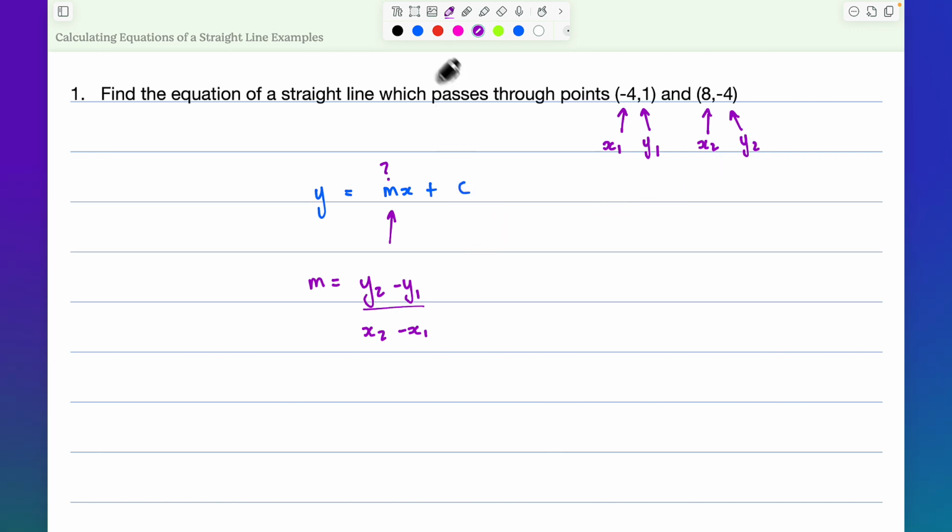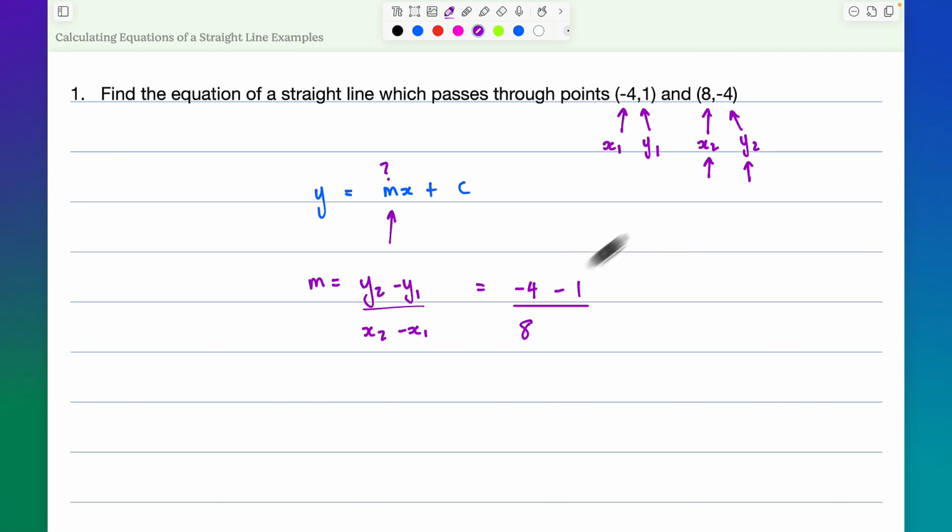So this gradient is going to end up being y2 minus y1, which is -4 minus 1. And then you're going to divide that by the difference in the x's. Remember we said in the first video, if you start with this on top, that means at the bottom you're going to have to start with this one. So if we start with -4, at the bottom we have to start with its pair, which is the 8. As long as you're consistent with that, it doesn't really matter which one your point 1 was and which one your point 2 was.